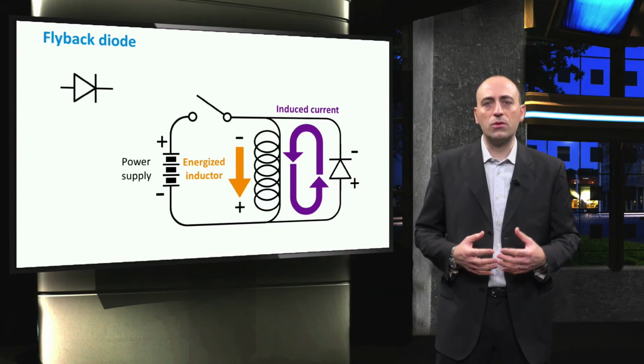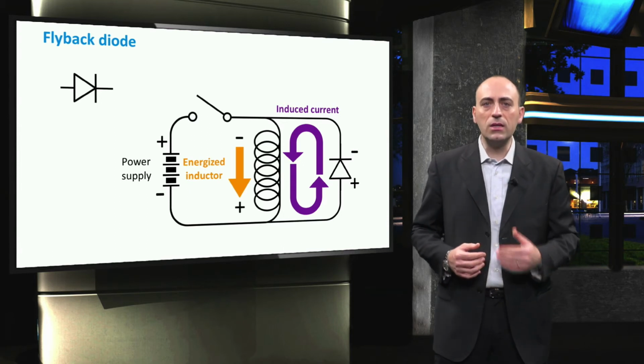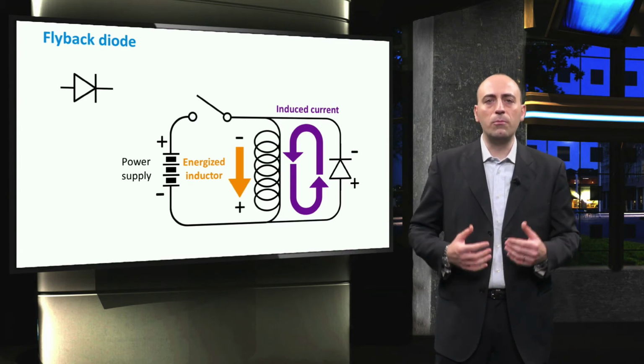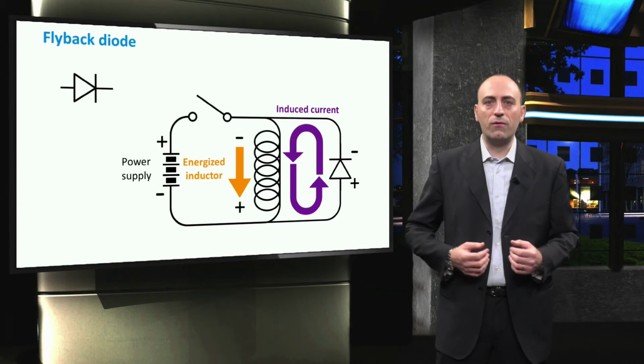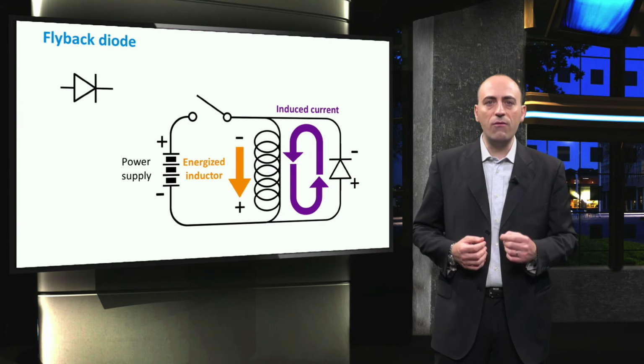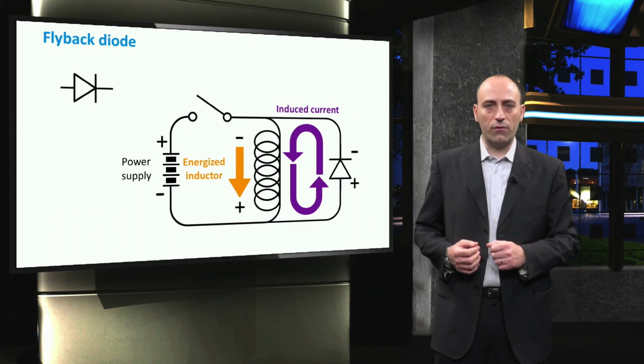So the current that was charged inside the inductor can still circulate in this topology without being eventually transferred to the air with an arc. So this is the concept of flyback diode, which is activated every time an inductive load is switched off.